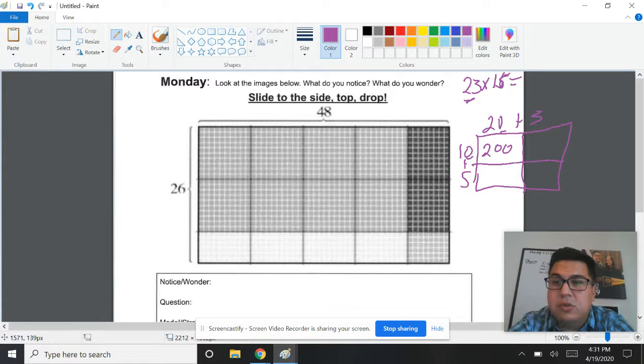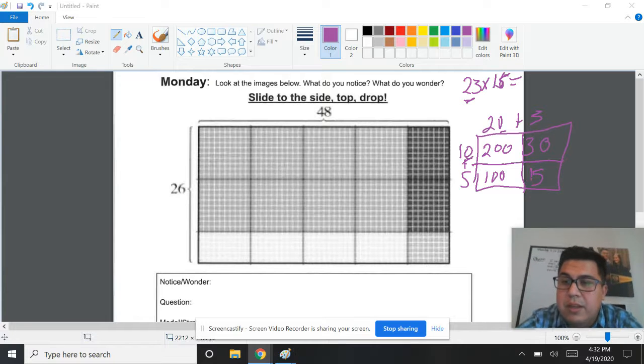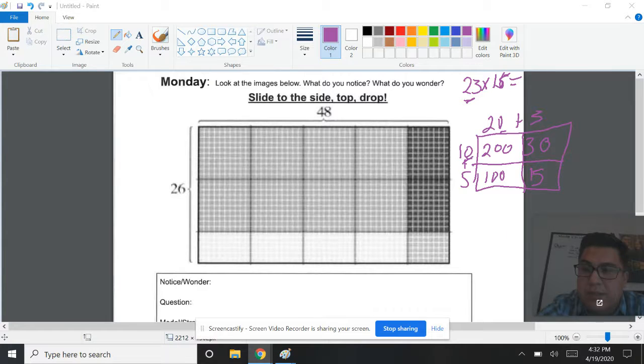We can do 10 times 3, which will give us 30, or we can do 1 times 3 is 3, and we have 1 zero, so we'll just add the zero, and we still get 30. 5 times 20 we know is 100, or we can go 5 times 2 is 10, add the 0, still get 100, and then lastly 5 times 3 is 15. Then we're going to add all those up inside the box.